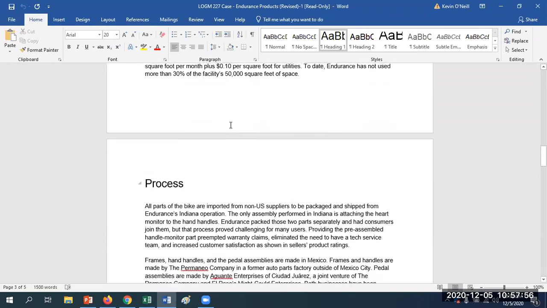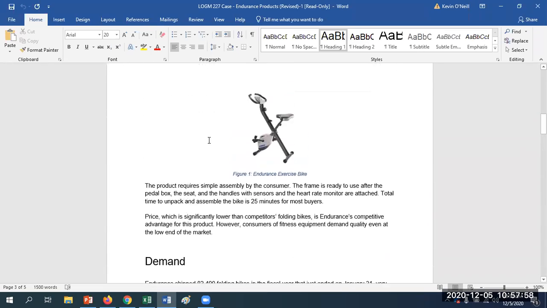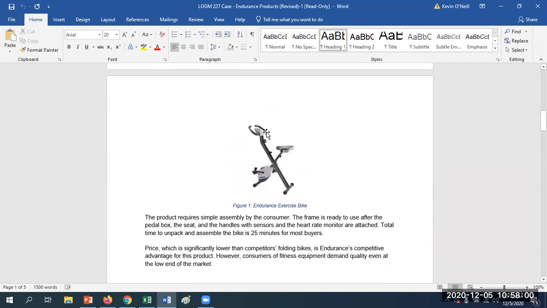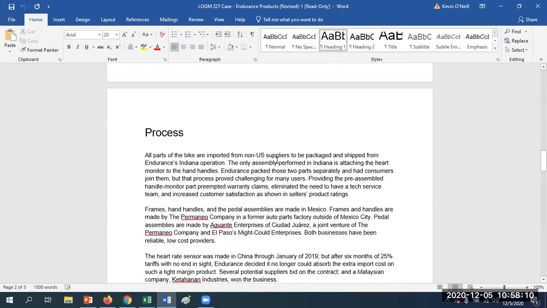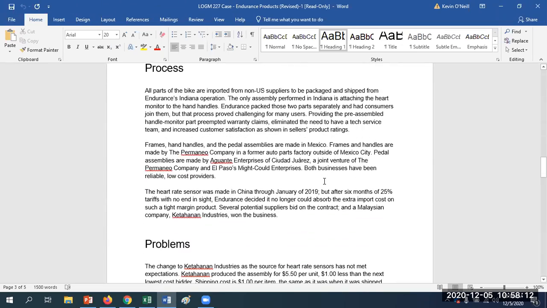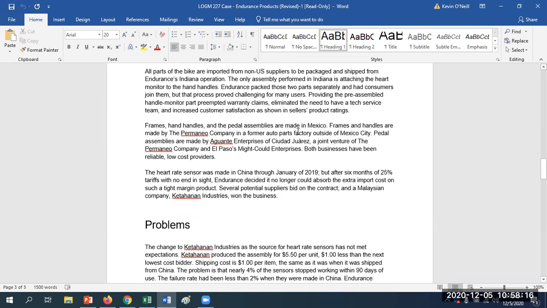So if we go back up and look at what that looks like, this is what's saying we have this handle piece here and the heart monitor comes in separately. It gets attached to these handles and then that gets packaged in with the other parts. Makes it easier for the customer to assemble it. Okay, so the frames, the handles, the pedal assemblies are made in Mexico.